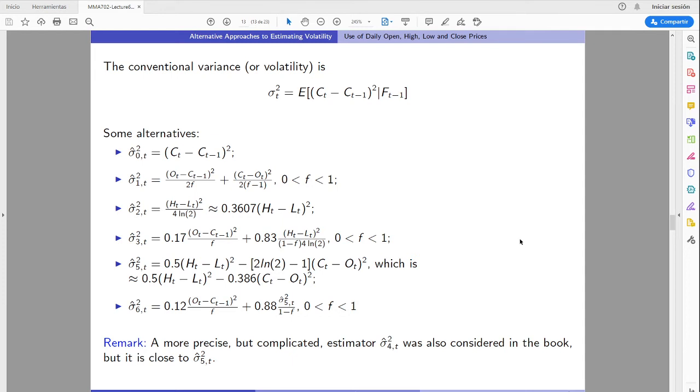In the book, there is a more precise estimator for the fourth one. As you can see, 0, 1, 2, 3, and 5. The fourth one is estimated in the book, but it's actually pretty close to this. They are actually very similar.